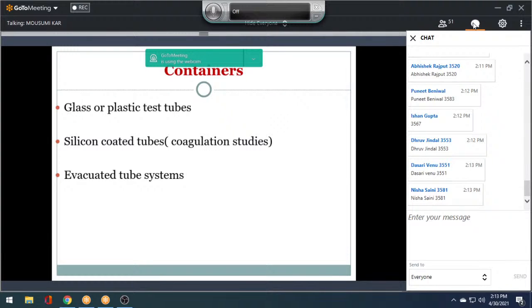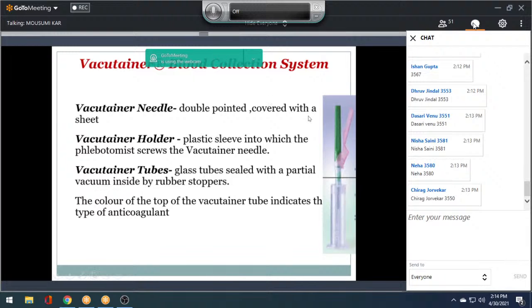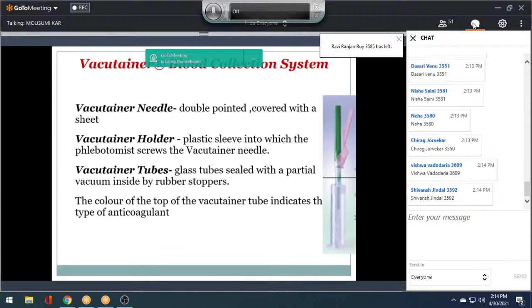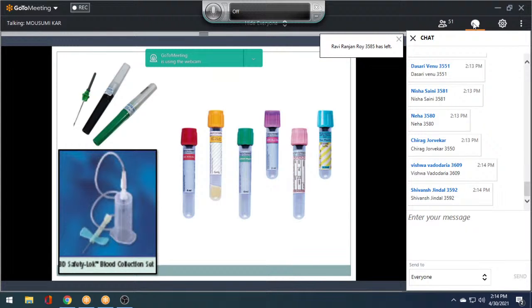Containers: traditionally glass or plastic tubes were used, with silicone coated tubes for coagulation studies. But now what we prefer is the evacuated tube systems. So this is the vacutainer blood collection system, where we have the needle holder, and inside here we place the tube in which we are going to collect the sample. The glass tubes are sealed with rubber stoppers. Each tube is color coded, so we can pick out which anticoagulant is in each tube. Now, these are the different tubes which are available.